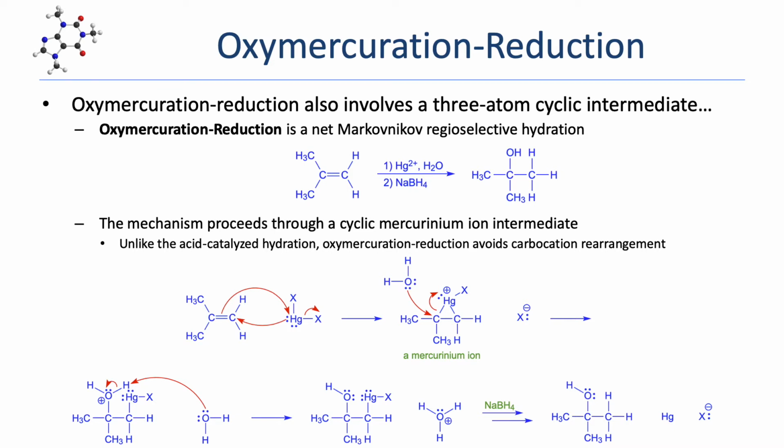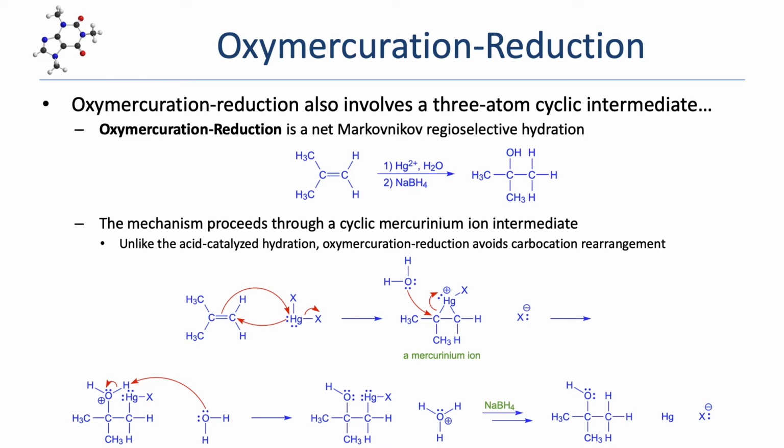Now, if we look at the reaction mechanism, we can see that it's actually quite reminiscent of the halogenation reaction. Once again, the alkene serves as the nucleophile, and the mercury salt acts as the electrophile. As the pi electrons flow from the alkene onto the mercury atom, a lone pair on the metal moves in to fill the developing electron deficiency on the neighboring carbon. The result is a mercurinium ion, another three-atom cyclic intermediate.